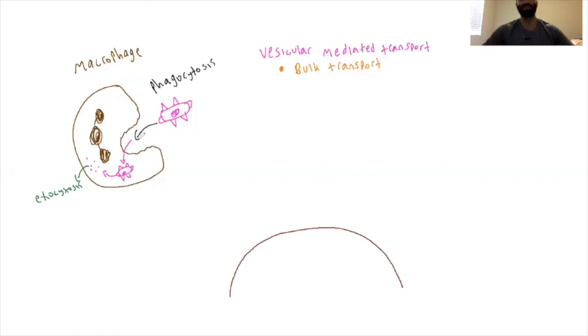So phagocytosis is the process of eating, I guess you can say. Exocytosis is going to be bulk exporting. And endocytosis, which this is an example of endocytosis here. Endocytosis is bulk import. Let me squeeze that down here. No, it's kind of small.